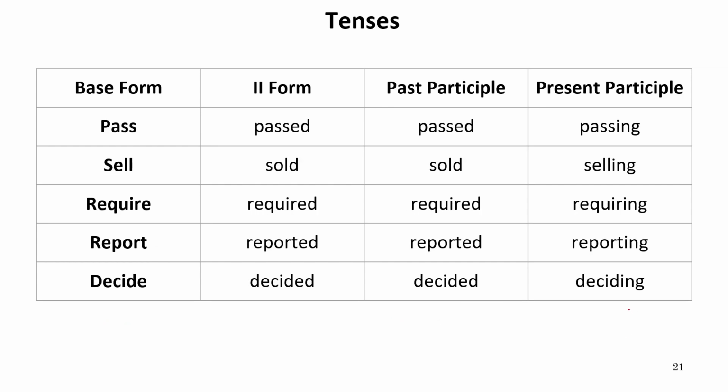Now another word is pass. Second form of it is passed, then third form is passed, then present participle is passing. Sell, sold, sold, selling. Require, required, required, requiring. Then report, reported, reported, reporting. Decide, decided, decided, deciding.